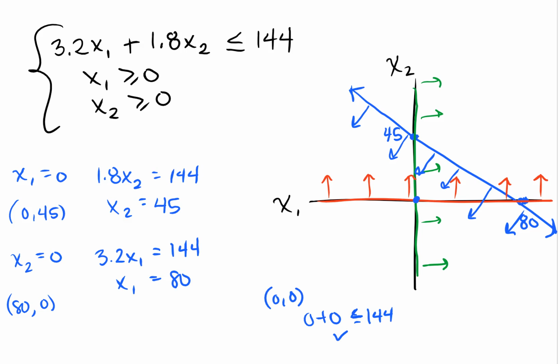So our overlap then is going to be this triangular region filled in right here between the vertical axis, the horizontal axis, and our diagonal blue line. And so that would be our feasible region for the given scenario. This is what we call a bounded feasible region because it's completely enclosed, but it would be possible to have an unbounded feasible region as well.